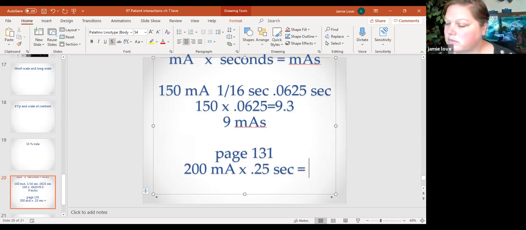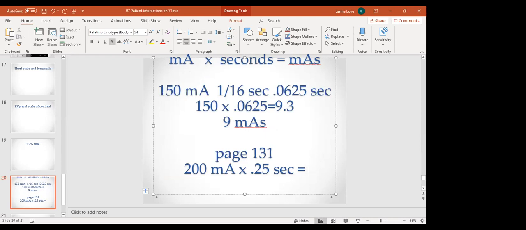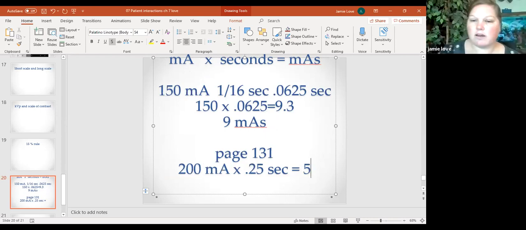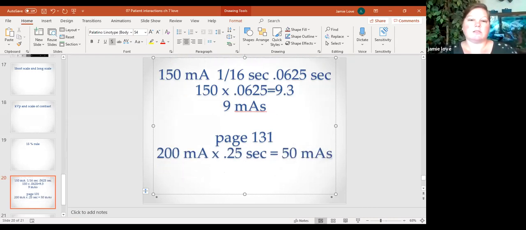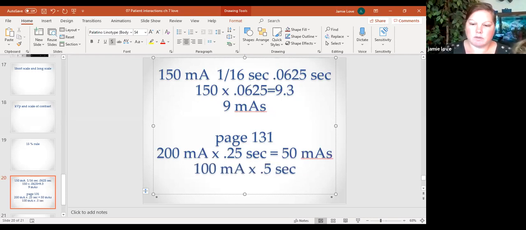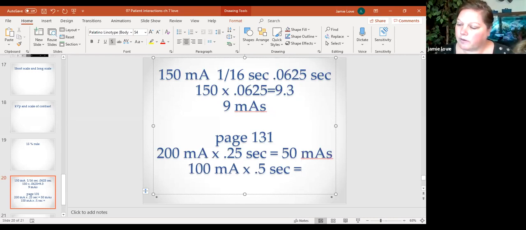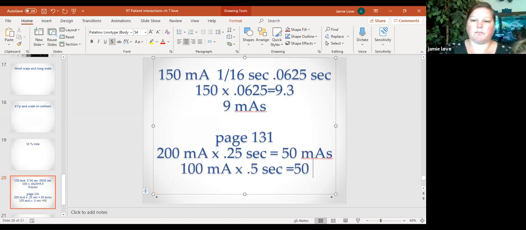So 200 times 0.25. Is it 50? Yep, that's what I got, 50. So 50 mass. So now what if I wanted to do 100 mA and still get 50 mass? I'd have to do 0.5 for my seconds. Make sure I did that right. 100 times 0.5, I still get 50 mass. Yeah, 50.